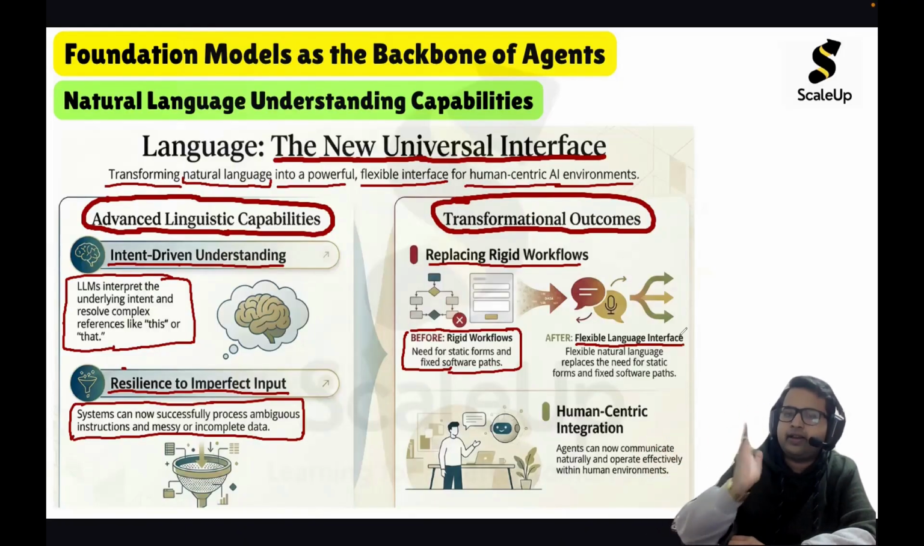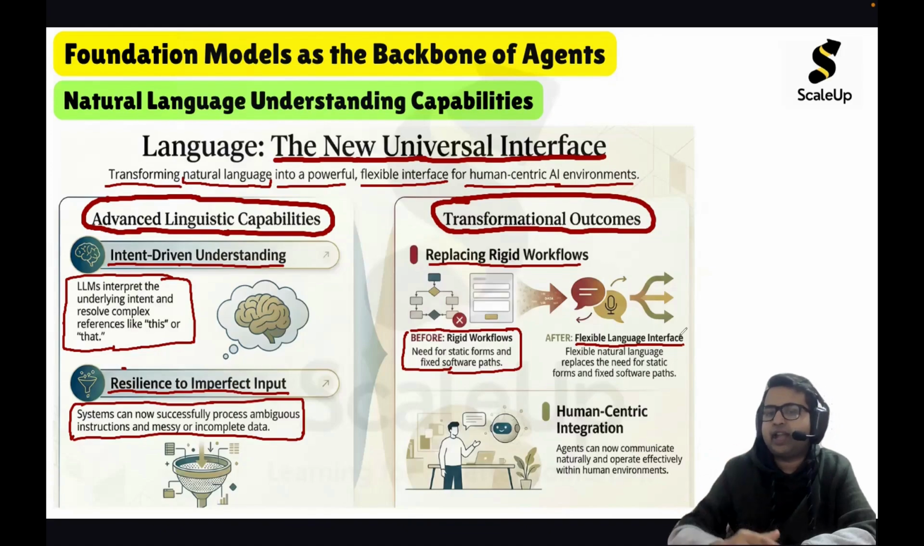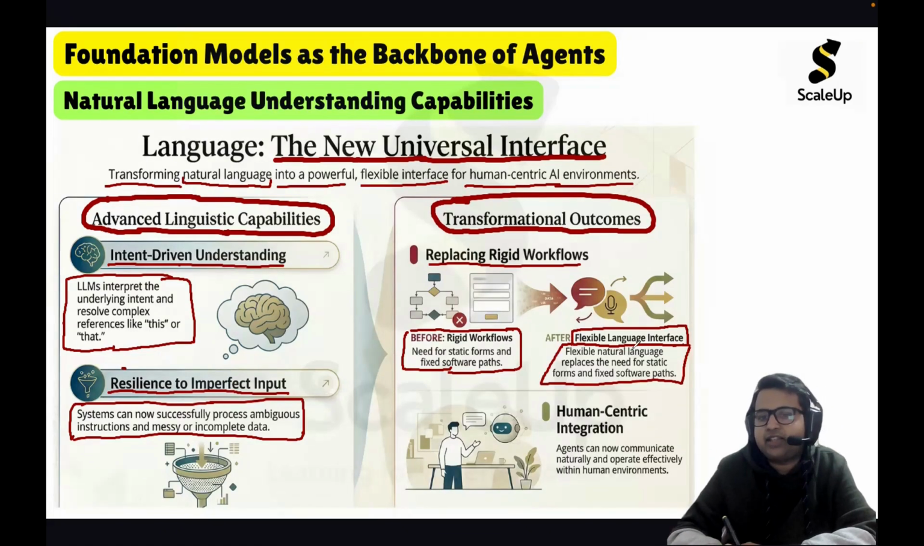the interaction, we used to do it with user interfaces. Now we will be doing it with language interfaces. So flexible natural language replaces the need for static forms and fixed software paths. And this is because of the natural language understanding capabilities of large language models. And also human centric integration.